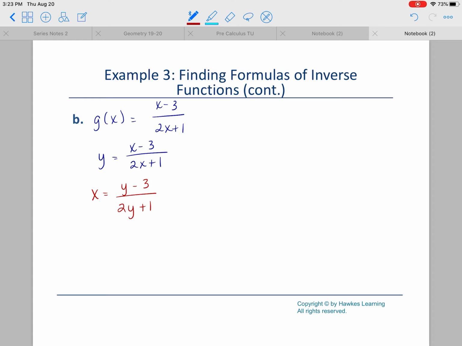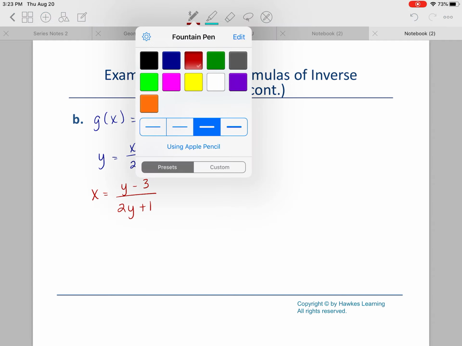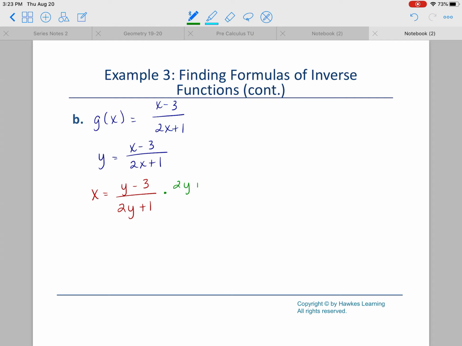In order to do that, I can't keep that denominator. So in order to get rid of this denominator of the 2y plus 1, I'm going to multiply both sides by that denominator, 2y plus 1, which makes those cancel. And then I have to do it to this side, multiply it by 2y plus 1. At that point, I now have x times 2y plus 1 equals y minus 3. So you see this right-hand side of this equation is getting a little bit smaller, where I can get the y all by itself.